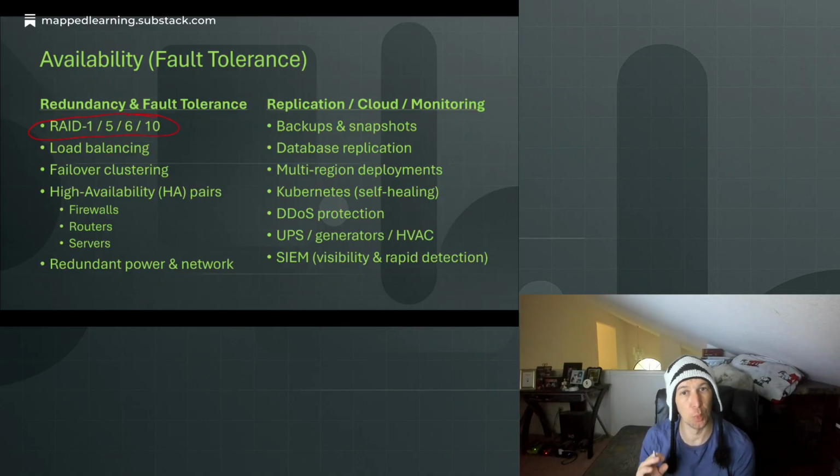DDoS, and just like RAID, I will probably have a whole lesson that talks about DDoS on its own. What it stands for is distributed denial of service. If you've ever heard of a massive attack against a bank or an internet service provider or some massive company on the internet, chances are it was done through a DDoS.